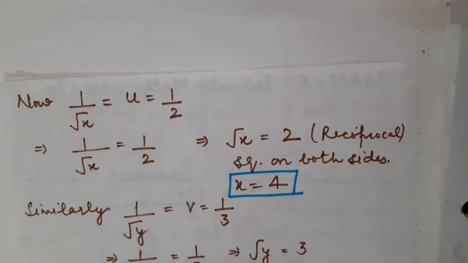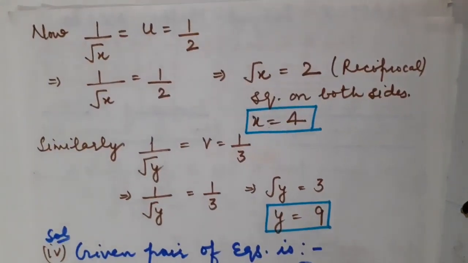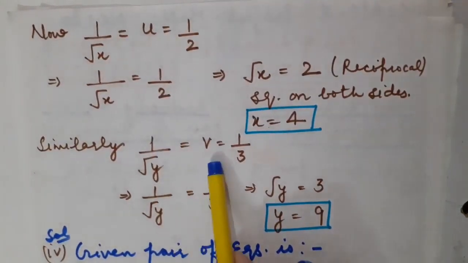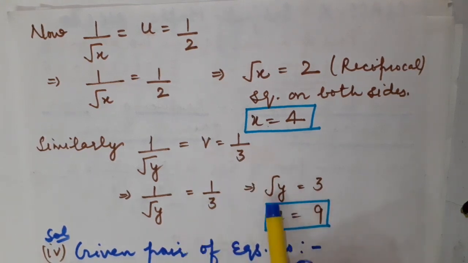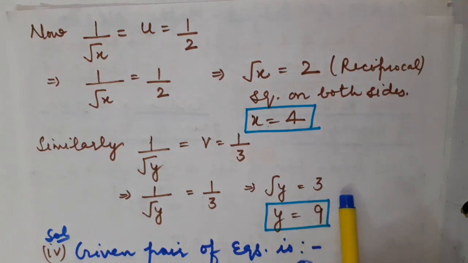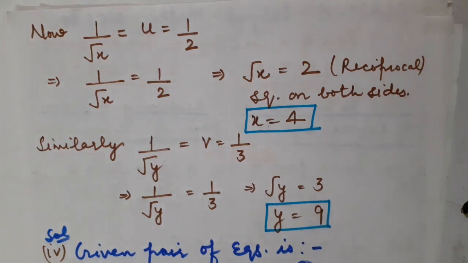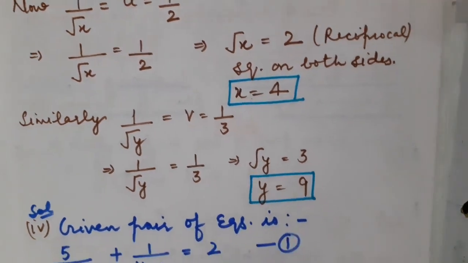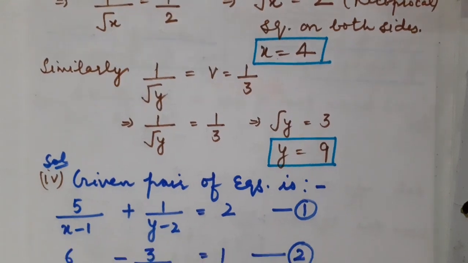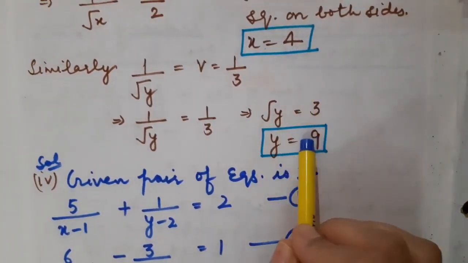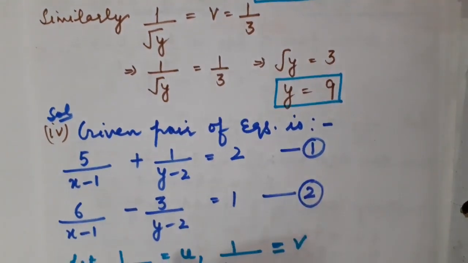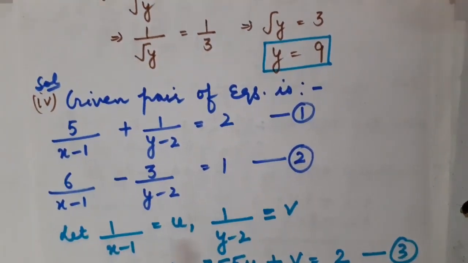Now in the same manner I am going to calculate the value of y. 1 upon root y is equal to v, which is equal to 1 upon 3. Again taking reciprocal, children, I have got root y is equal to 3. Squaring on both sides. So what would be the value of y? y will be 9. Clear? So after reducing a pair of linear equations to another pair of linear equations, I have calculated the value of x as well as y. Let us take one more question for better clarity of the concept.